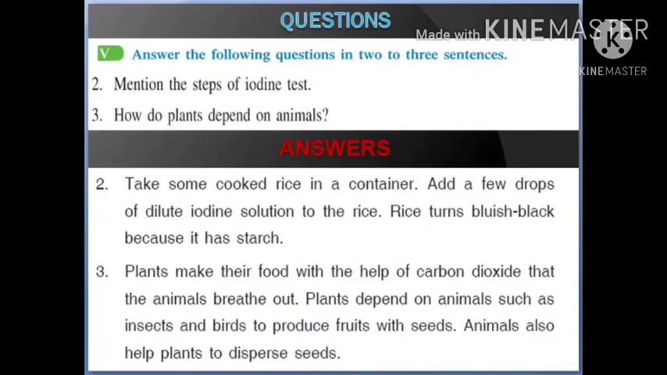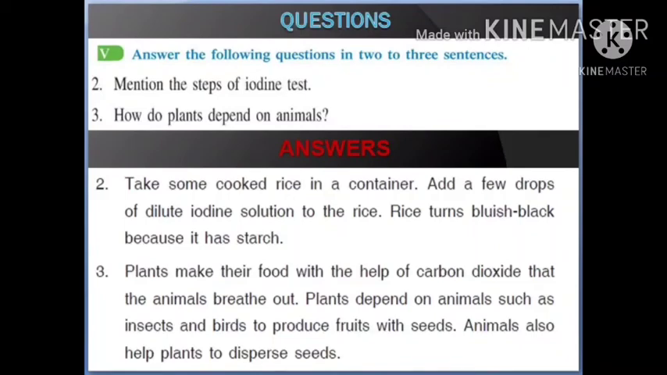Third question: how do plants depend on animals? Answer: plants make their food with the help of carbon dioxide that the animals breathe out. Plants depend on animals such as insects and birds to produce fruits with seeds. Animals also help plants to disperse seeds. So, as we discussed in the lesson, plants also depend on animals.